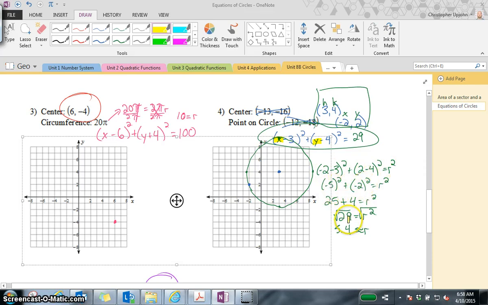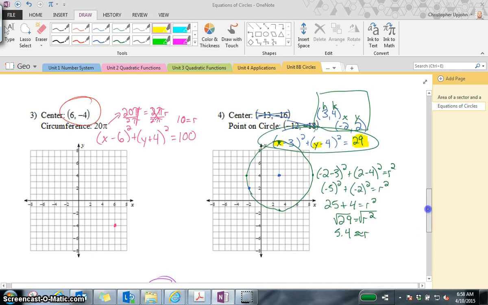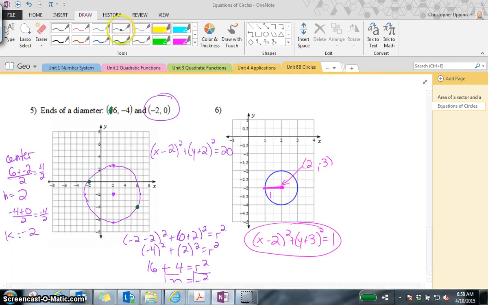It's 25 plus 4. Root 29 equals r squared. Again, that's what we want here. We want r squared. But when we're graphing it, we have to take the decimal approximation. So it's about 5.5. We went 5.5 from their center. And we graphed it. 5 is going to be the most work we're going to see.